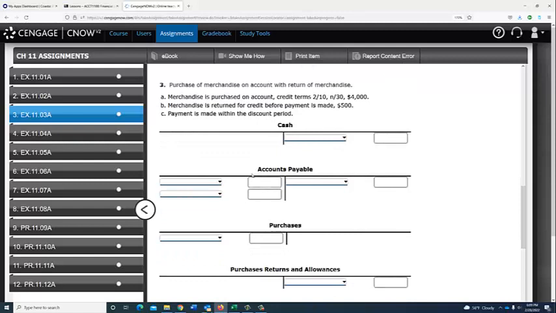Okay, now on C, we've got merchandise purchased on account for $4000. Okay, it has credit terms, but I'm not going to pay those any attention right now. Those only come into play when we pay.